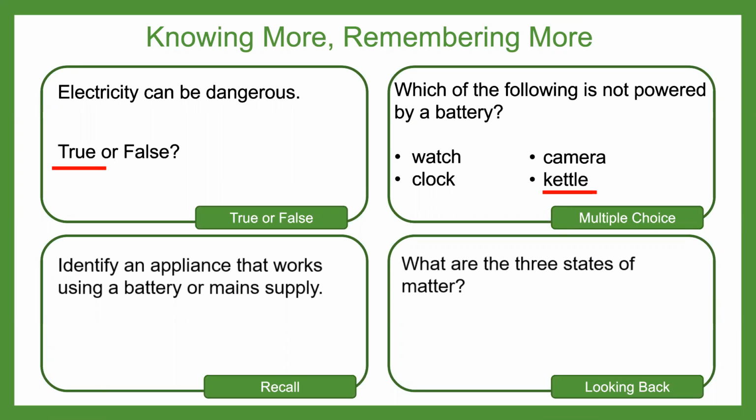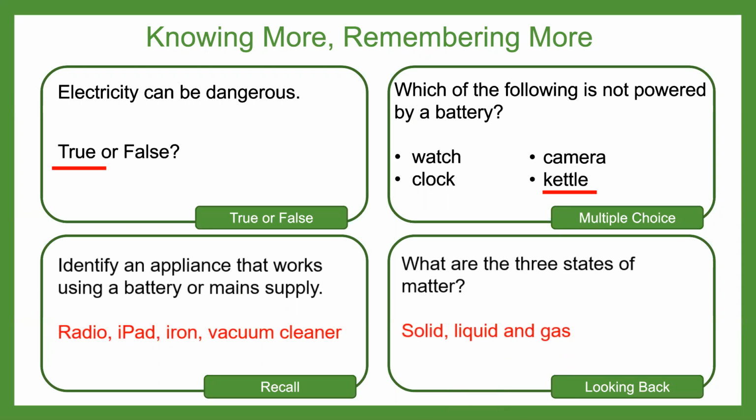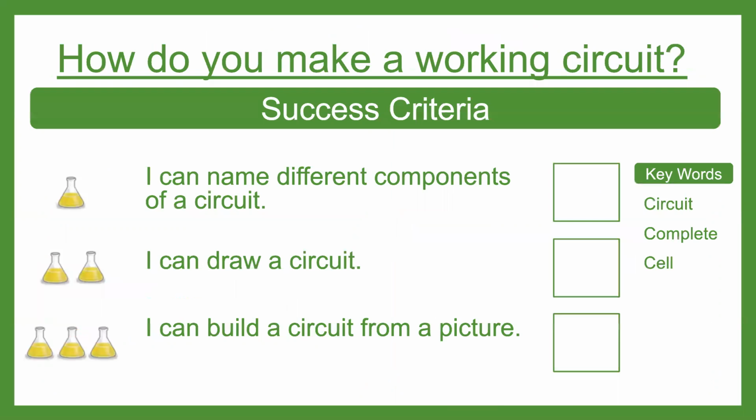Question 3, identify an appliance that works using a battery or main supply. You could have something like a radio, an iPad, an iron, a vacuum cleaner. And question 4, what are the 3 states of matter? The 3 states of matter are solid, liquid, and gas. So well done if you managed to get those questions correct.